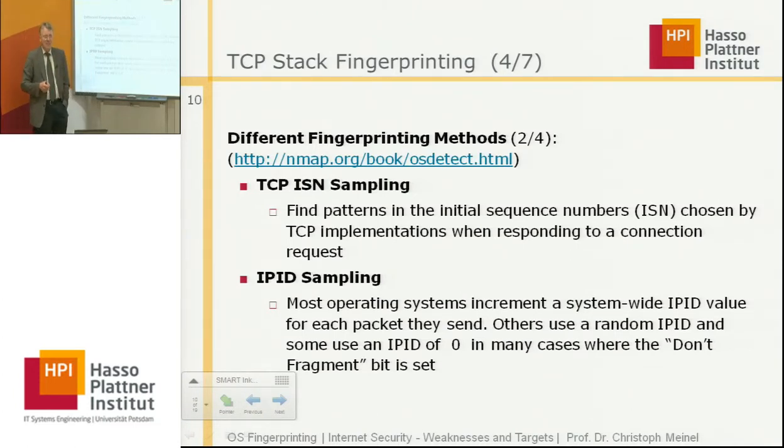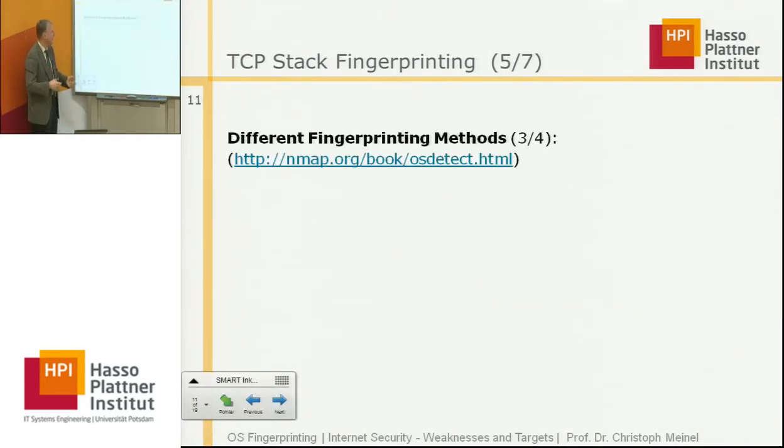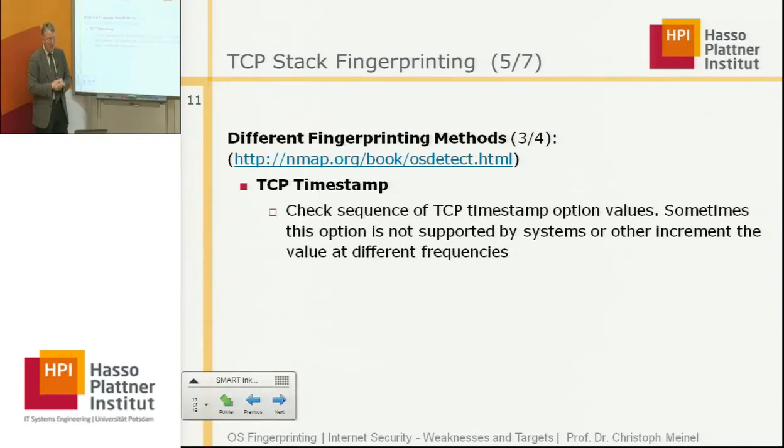In many cases, when the don't fragment bit is set, a small detail, there are different responses in the different applications. And if you are collecting this information, you get a good idea about the operating system that's used. TCP timestamp can be used for operating system fingerprinting. Here the idea is to check the sequence of the TCP timestamp option values.